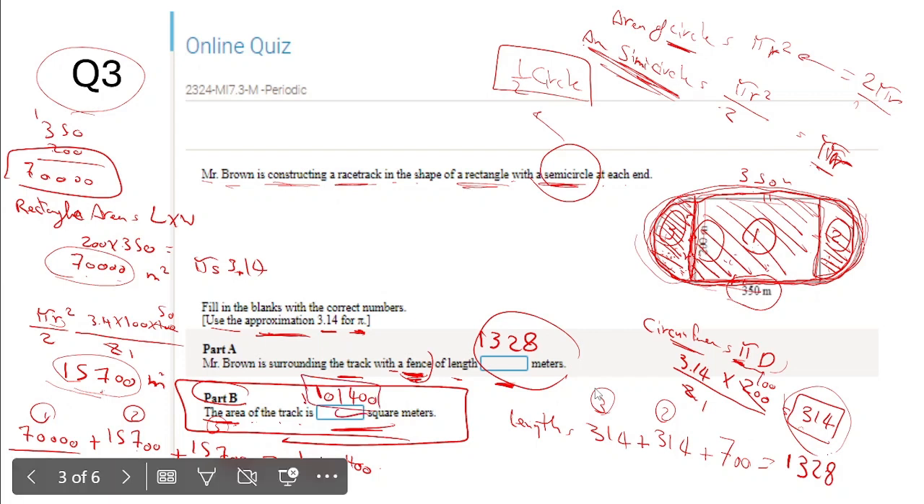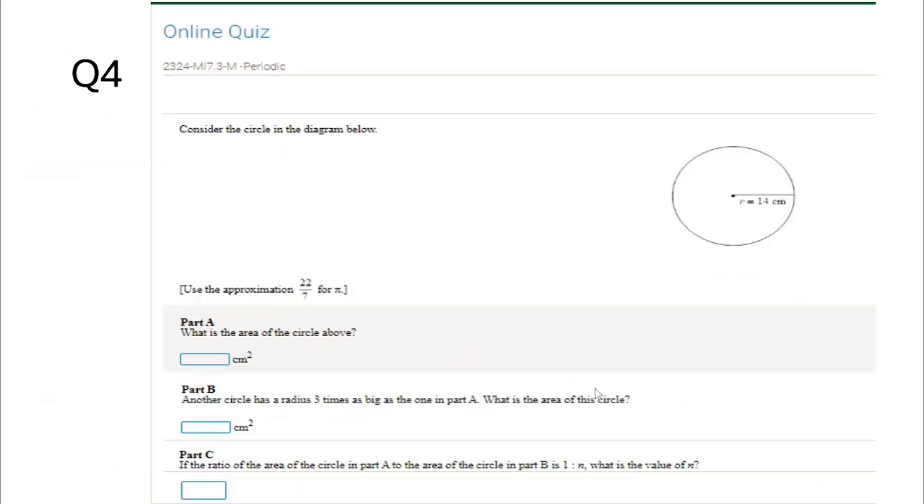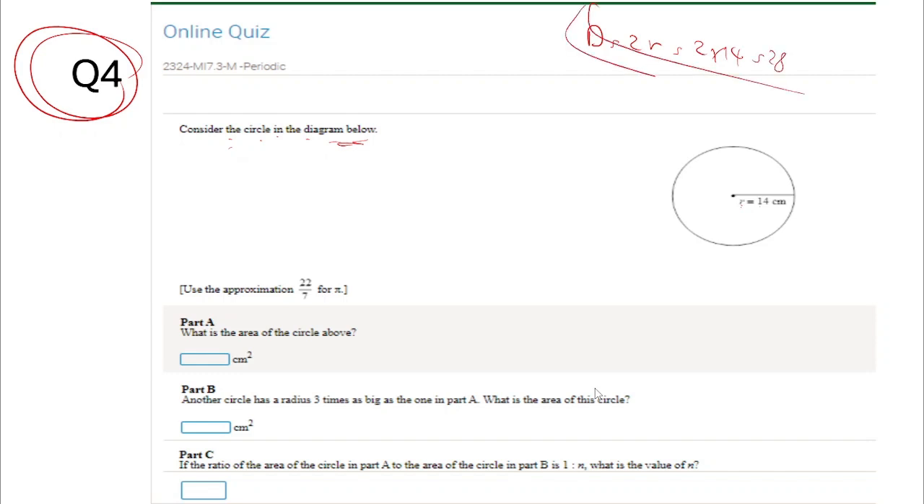Okay? So let's move to question number 4. Consider the circle in the diagram below. Here, this is the circle and this is the radius, 14. So the radius is 14, so the diameter will be 2r, which is 2 multiply 14 equal 28. Okay, this is just for your information.